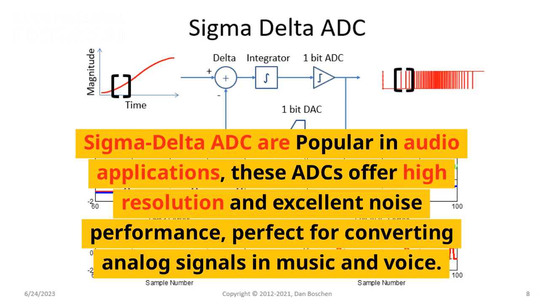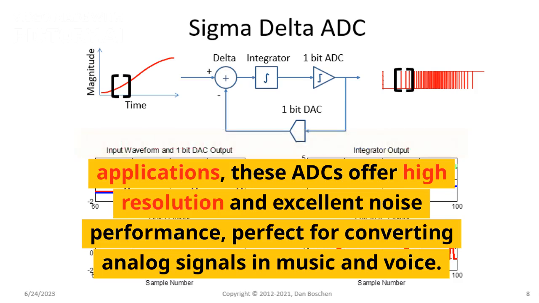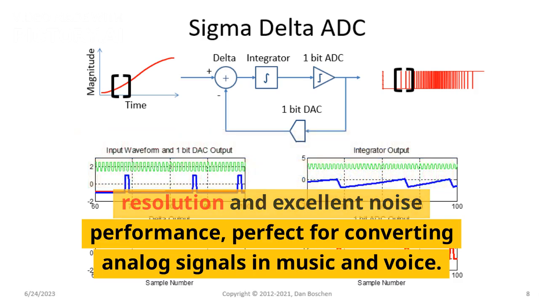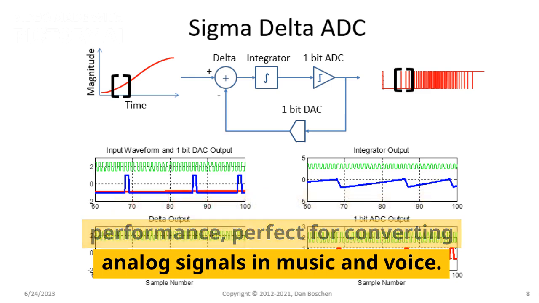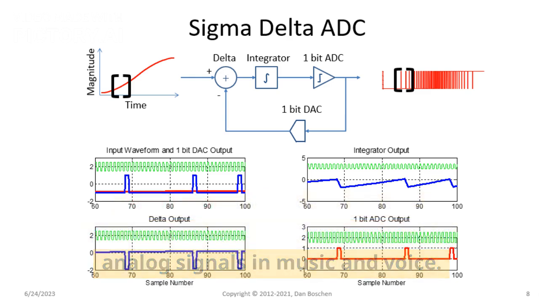Sigma-delta ADCs are popular in audio applications. These ADCs offer high resolution and excellent noise performance, perfect for converting analog signals in music and voice.